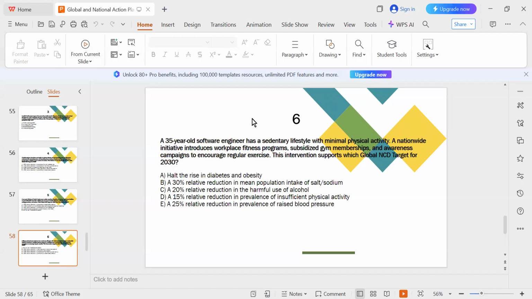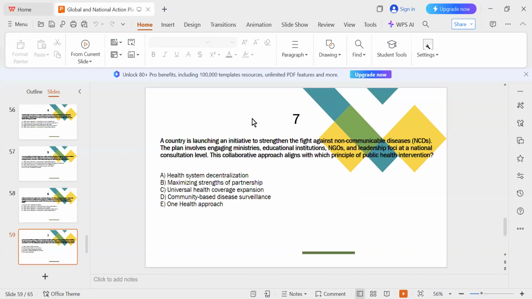The correct answer is delta. A country is launching an initiative to strengthen the fight against non-communicable diseases. The plan involves engaging ministries, educational institutions, NGOs, and leadership figures at a national consultation level. This collaborative approach aligns with which principle of public health intervention?